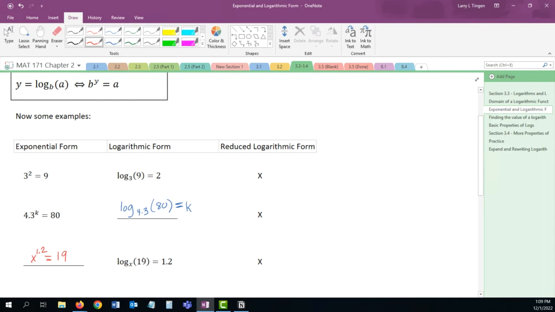What power do I raise x2 to get 19? 1.2.